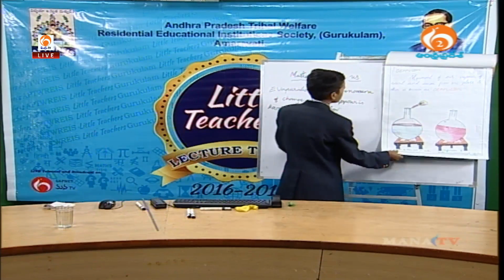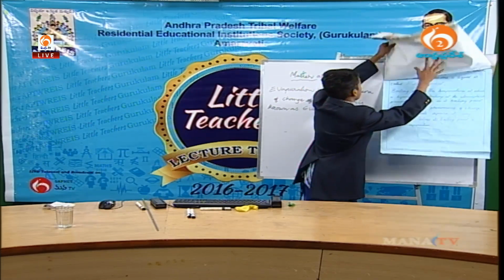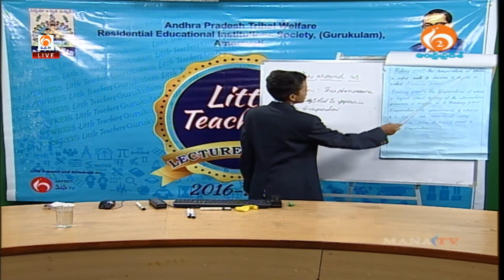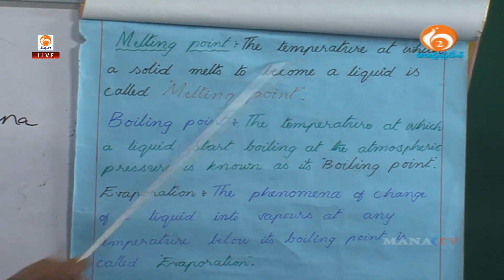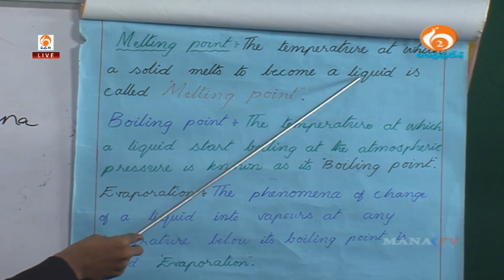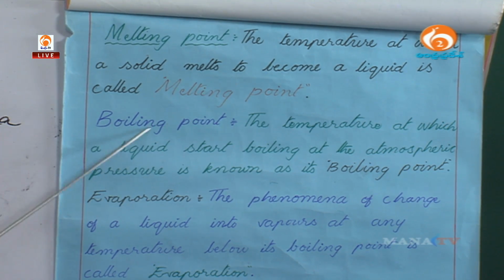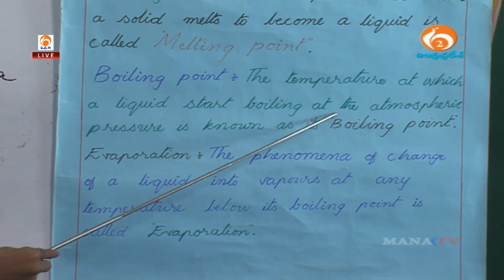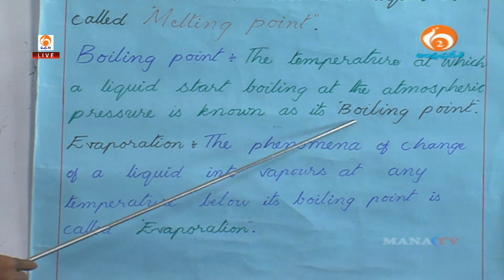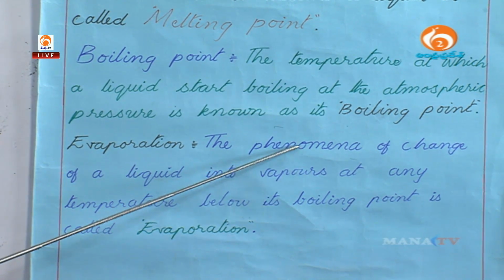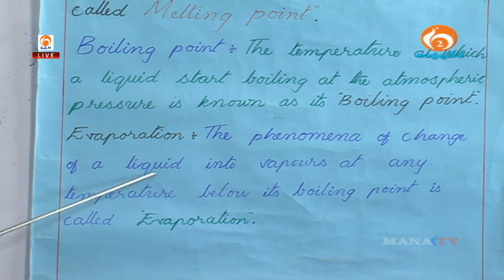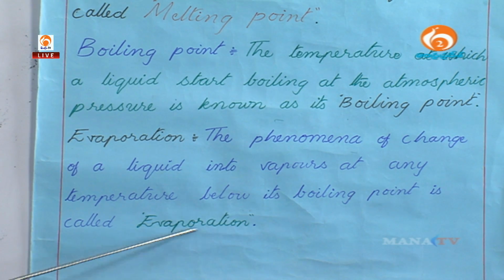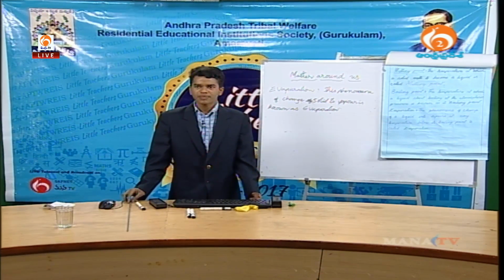Okay, now see here in short. Melting point: the temperature at which a solid melts to become a liquid is called the melting point. Boiling point: the temperature at which a liquid starts boiling at atmospheric pressure is known as the boiling point. Evaporation: the phenomenon of change of liquid into vapor at any temperature below its boiling point is called evaporation. Okay friends, do you understand?